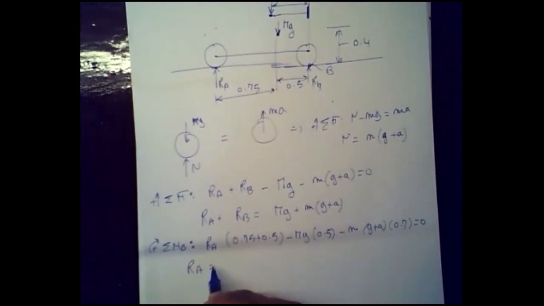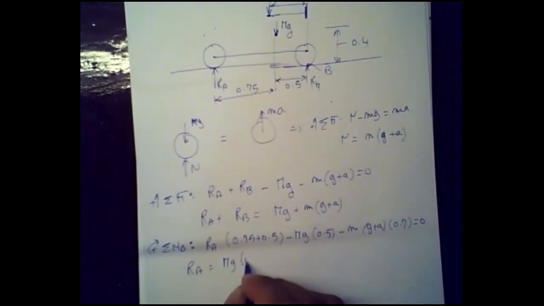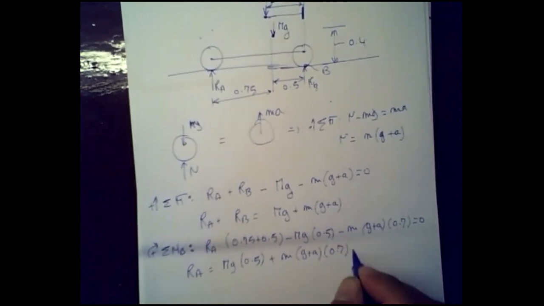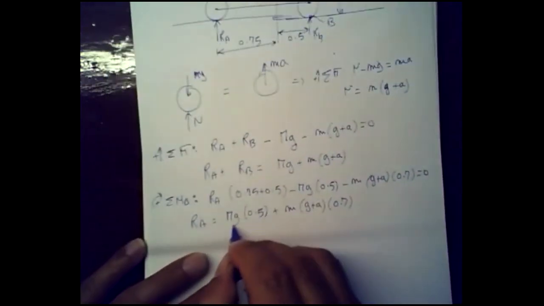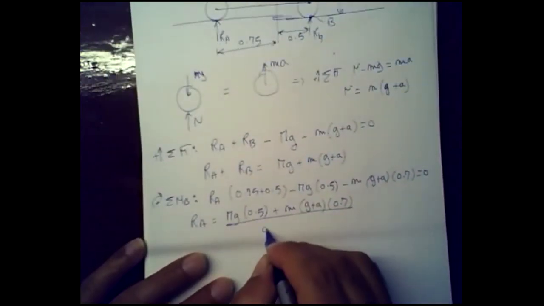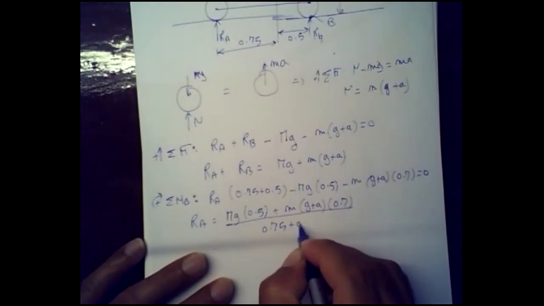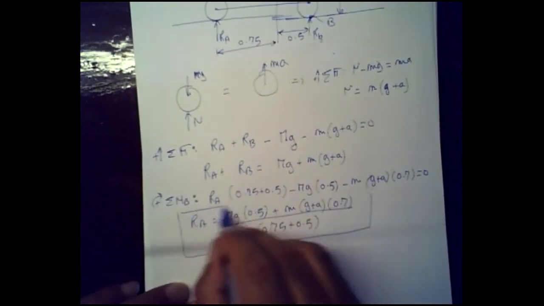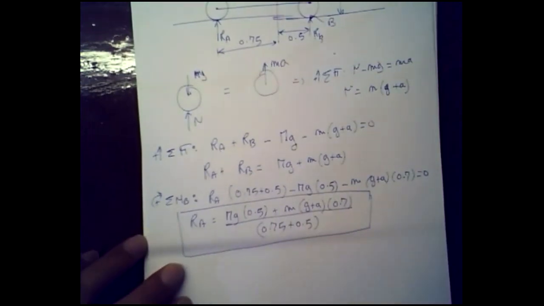So RA is going to be equal to mg multiplied by 0.5 plus mg plus a multiplying 0.7, and this whole thing is divided by 0.75 plus 0.5. So this is your RA.